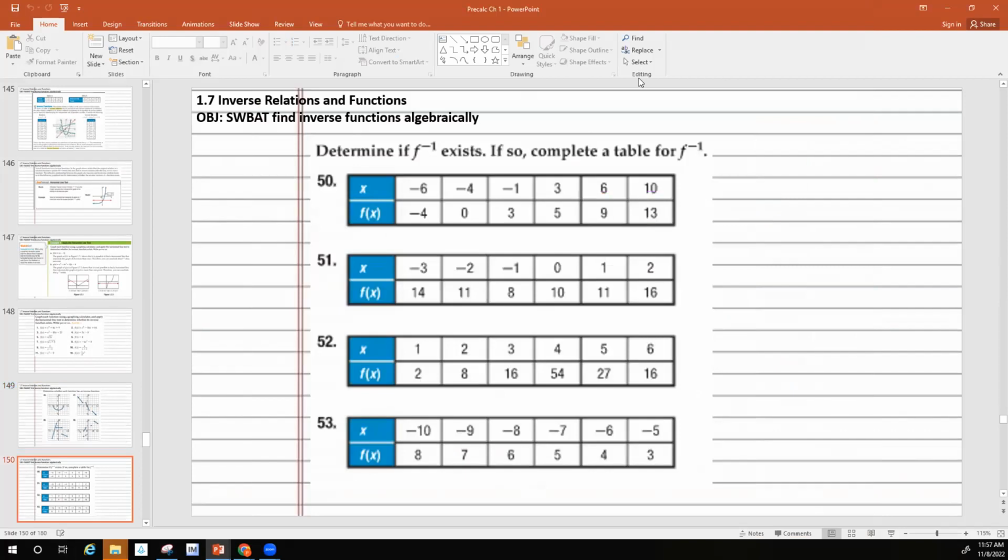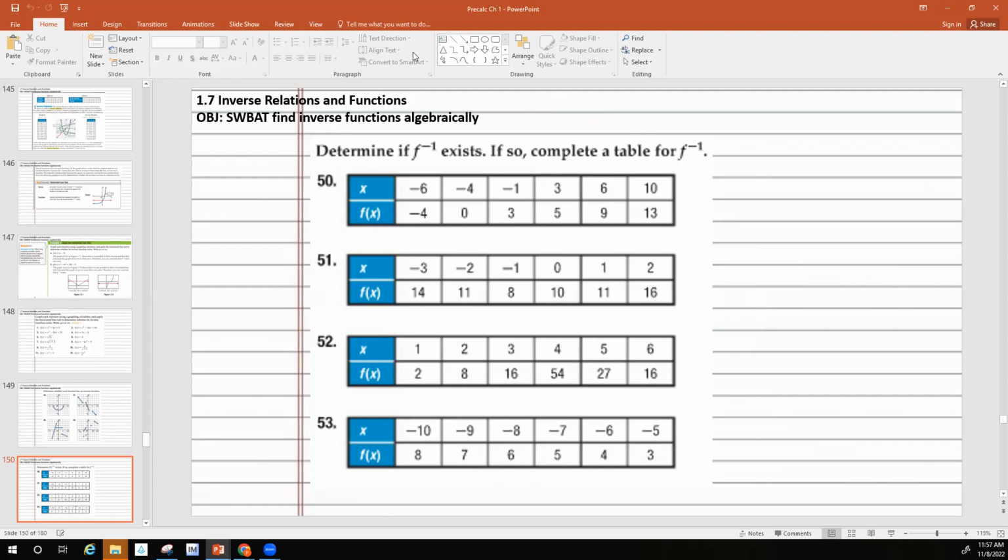All right, and then tables. You'll probably see some of these on placement tests or state tests. Not really a lot, but you might see one or two. Here it says determine if the inverse of f exists. If so, complete the table for the inverse of f.